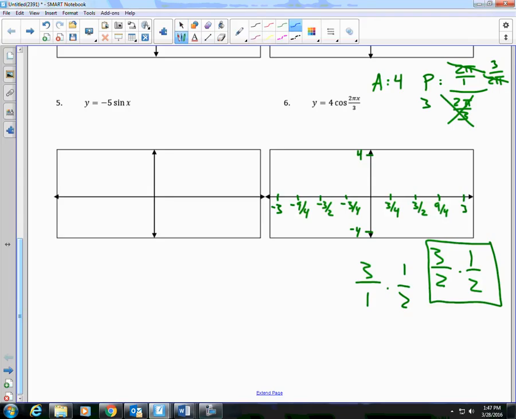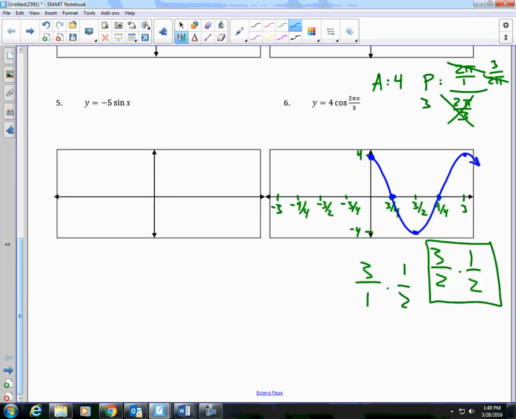This is cosine. Will cosine start at the max or min, or will it start at the middle? It'll start at the max in this situation because it's positive. And as I move to the right, we'll go up or down. Drop down over 0. We'll bottom out at -4. And it will move back up. So that's one full period.